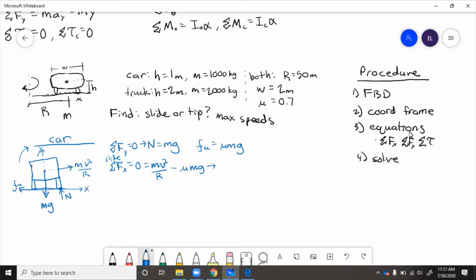So the sliding speed, well, we can cancel the m's. Then we get v equals square root of mu g r. So v equals square root of 0.7 times 9.81 times 50. And that comes out to be 18.5 meters per second. So this is slide speed for the car.